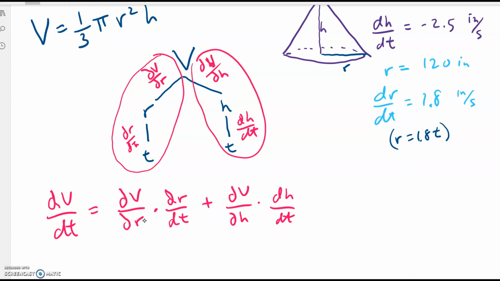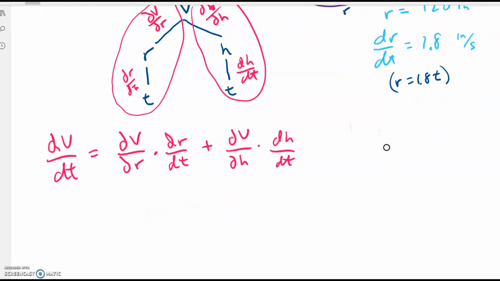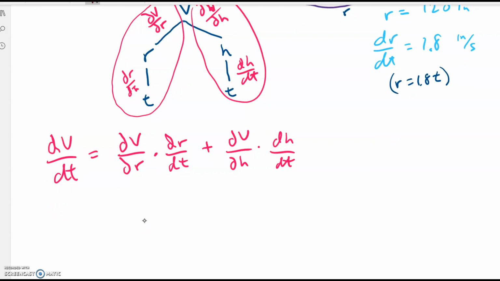Now, the logic in this particular context, you can see the dr's will cancel, and so you have dV/dt, which is, the units would be cubic inches per second, and over here in the second term, the dh's will cancel, and so you have, again, cubic inches per second. And so the overall equation is cubic inches per second equals cubic inches per second plus cubic inches per second. All right, so now we just start working it out.